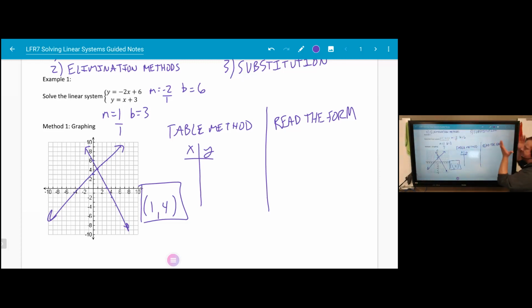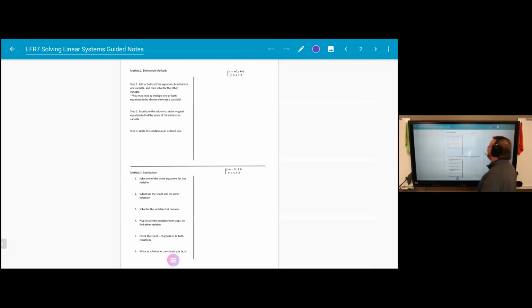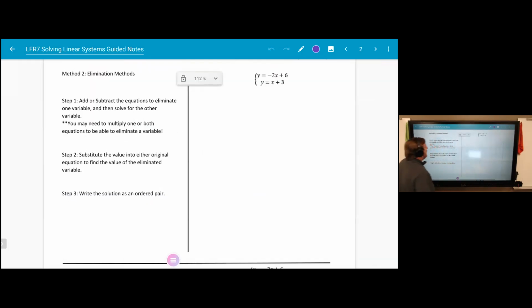Let's take this same example and let's do another method to it. We're going to do the elimination method. And here's the elimination method. It says add or subtract the equations. Yes, we can do that, by the way. Add or subtract the equations to eliminate one variable and then solve for the other variable. You may need to multiply one or both equations to be able to eliminate a variable. It's not the case in this one, but we will do an example that makes that happen here.